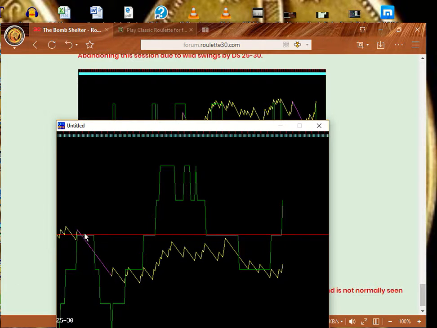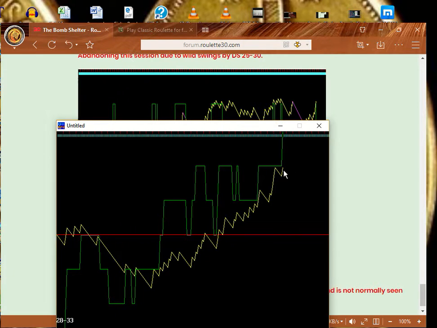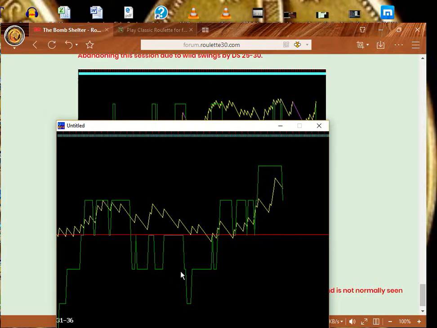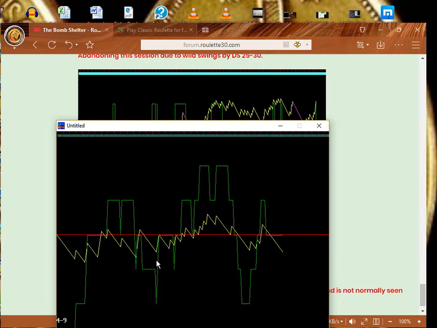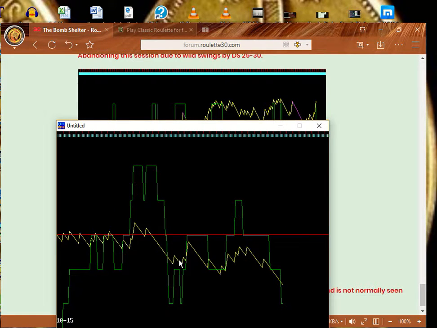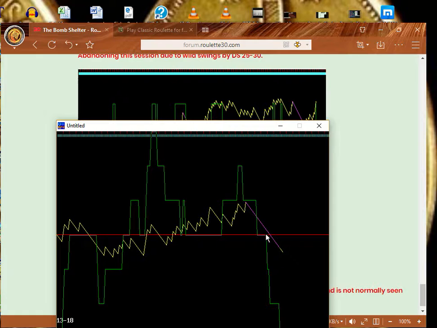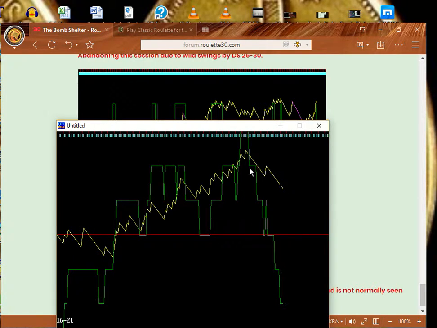Okay, and let me try to see if I can find, here's a good example. Like this, and then all the activity below the red line, okay? It's all below the red line, below expectation. That's where the PLEs normally occur. Okay. Yeah, like this, 1 to 6. That's the kind of performance that you get with PLEs. Not like this. Although this wasn't fantastic, obviously.